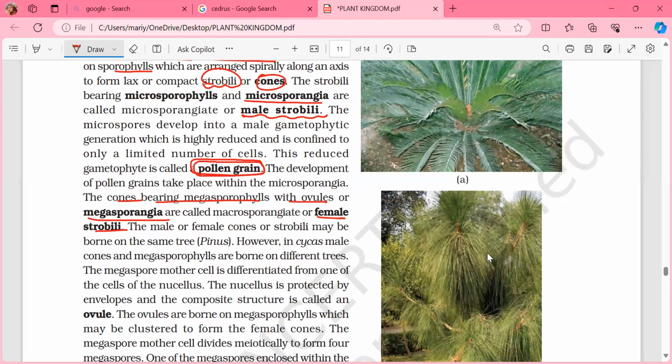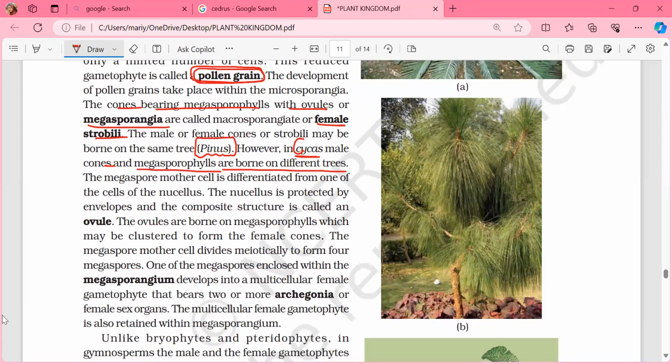Now, the male and the female cones or strobili may be borne on the same tree. If it is on the same tree, the example is Pinus. However, in the case of Cycas, male cones and megasporophylls are borne on different trees. The male ones on the male, female ones on the female.